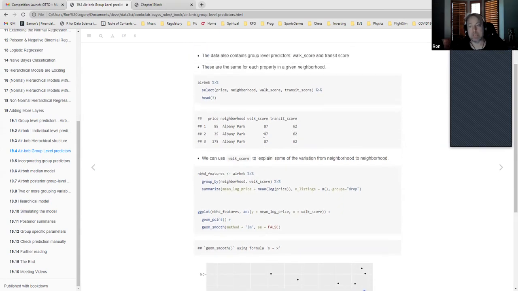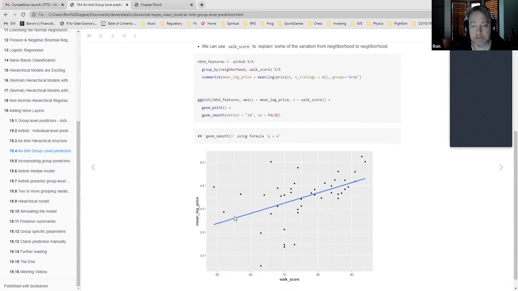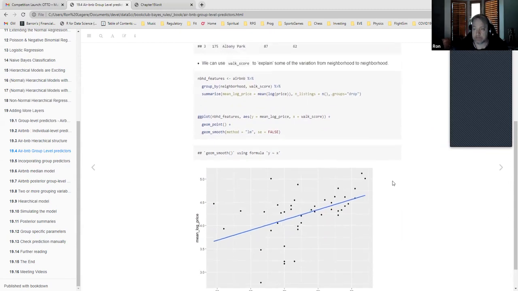So in this chapter, they use walk score. They don't bother with the transit score, but just as an example, they use the walk score to try to explain some of the variation from neighborhood to neighborhood. So we can do a grouping by neighborhood and walk score and just see how much of a predictor that is. And as you might expect, the median log price does get more expensive with improved walk score. So this seems like something we should add to our model, right?